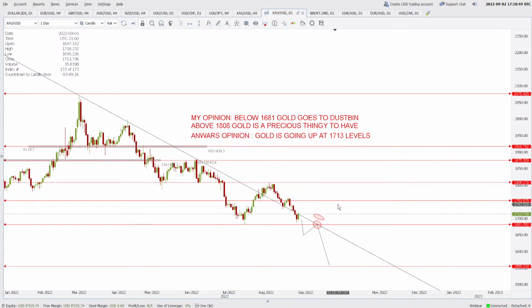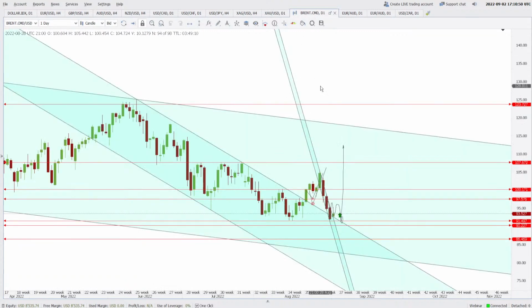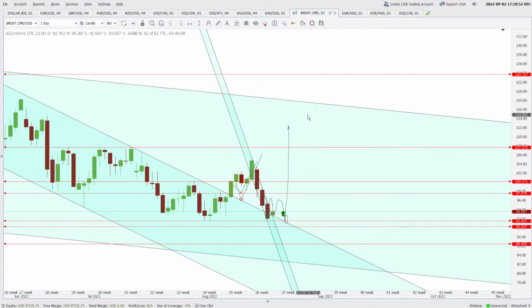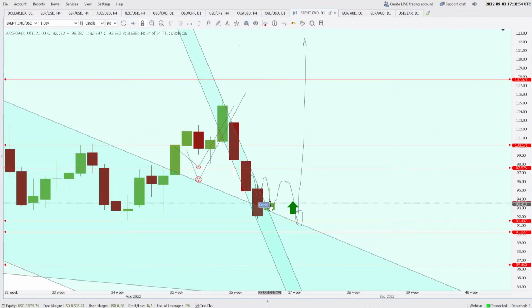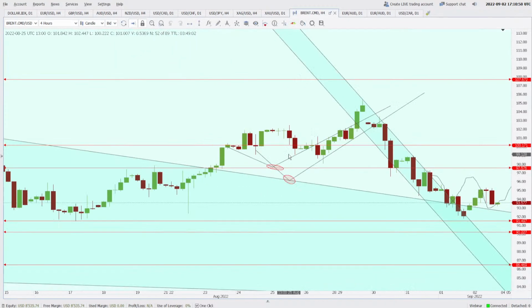So my friends, again, I'm reiterating, 1753 is the resistance, 1681 is the support for the gold. Let us see what is happening in the Brent. Okay, Brent, something green is happening here. Let us switch to the 4 hour for a clear picture.